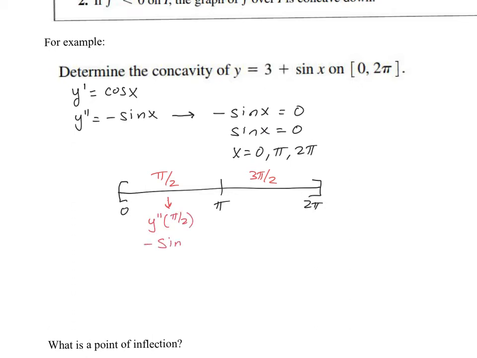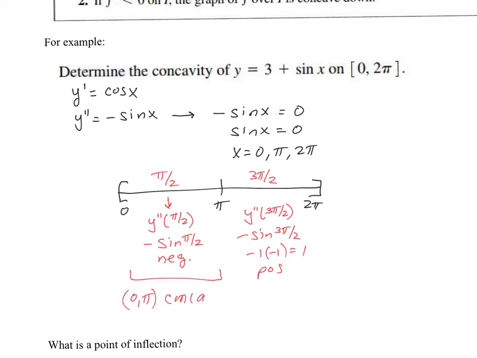So I have negative sine of pi over 2. That turns out to be negative 1, so that's negative. Put this into the second derivative. Sine 3 pi over 2 is negative 1, so this answer is positive. And what that tells you is that in this interval from 0 to pi, you are concave down. And in this interval from pi to 2 pi, you are concave up.